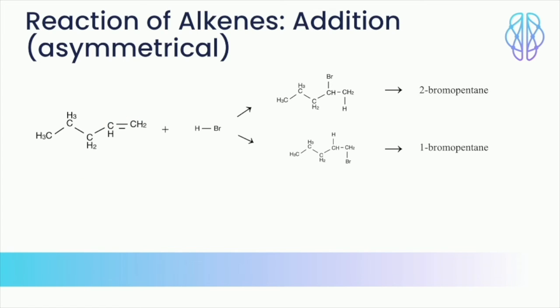So hopefully you've understood the mechanism, and now we'll go through the actual reaction. So pentene reacts with hydrogen bromide. The hydrogen could either attach to this carbon or this carbon, right? So we get two different products. We get 2-bromopentane and 1-bromopentane. So which of these do you think we would have more of? I'll give you a brief moment to just reason out which and why.